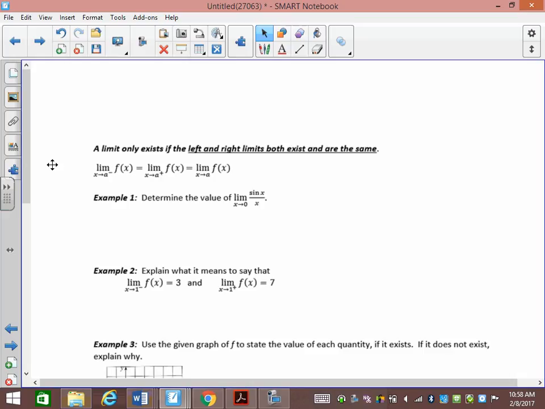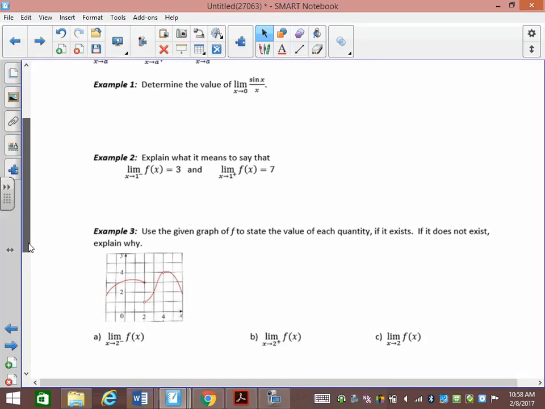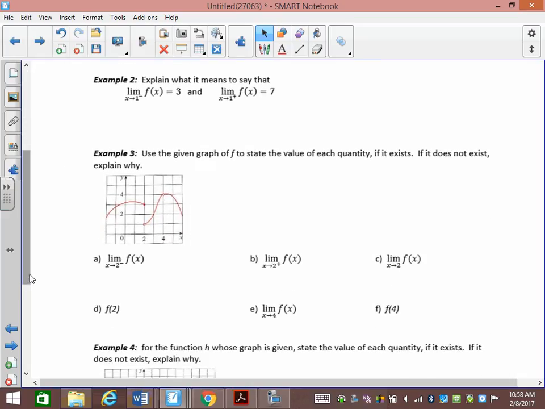Okay? So let's look down here. We'll come back to example 2. Don't freak out like you're leaving an example blank. I can't handle this. We'll come back.